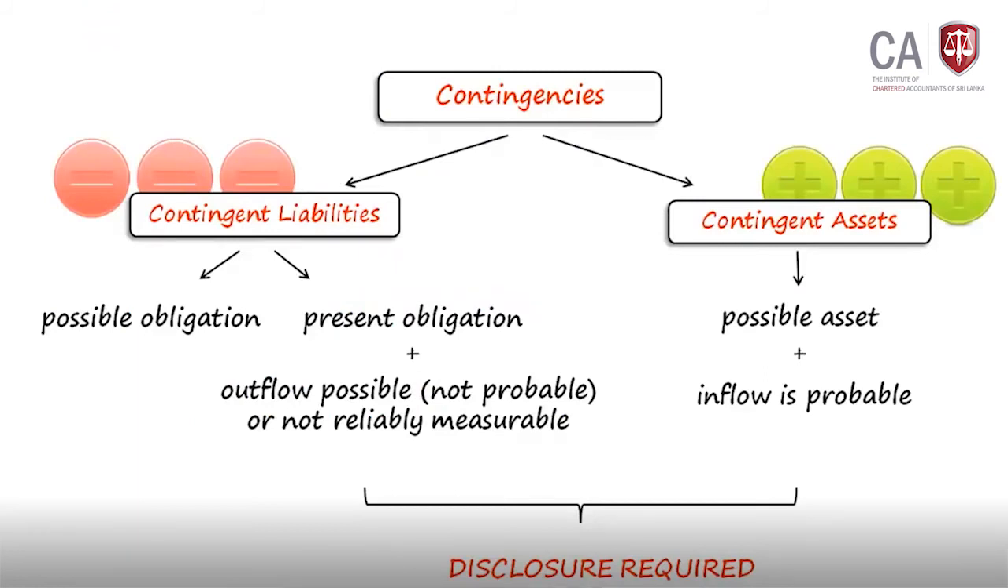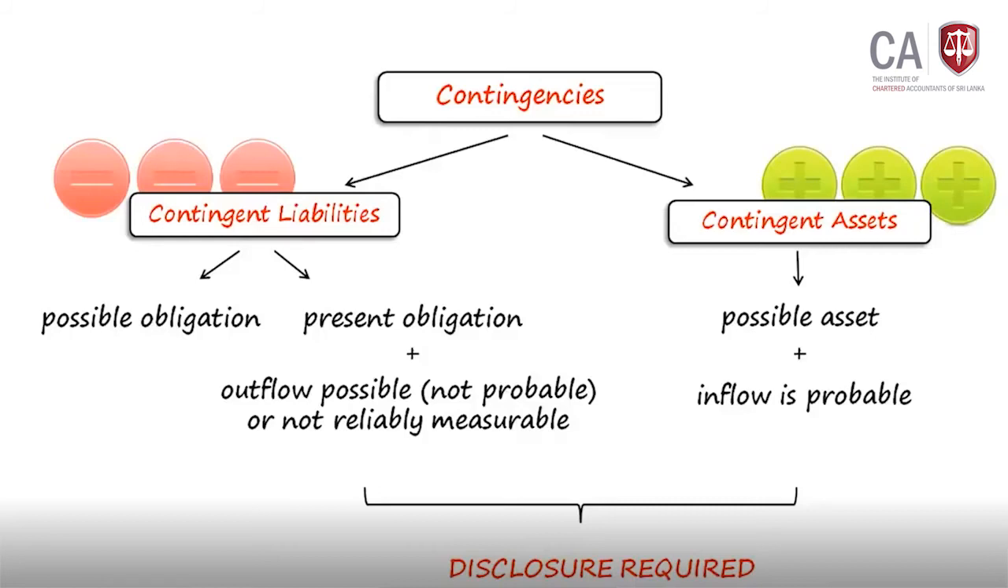Fine, we have done the first part of the standard, which is provision, right? We identified in short the definition of provision, when to recognize provision, what is the accounting treatment for provision, and whether we can make provision for future operating losses, onerous contract and restructuring. Finally, contingent asset and contingent liabilities. The common word here for both is contingent. What do you mean by contingent?